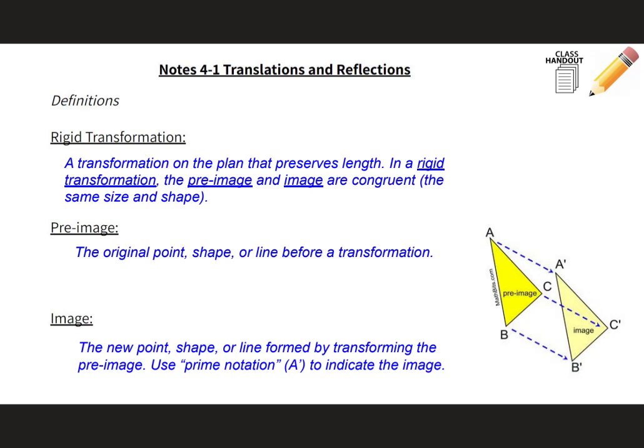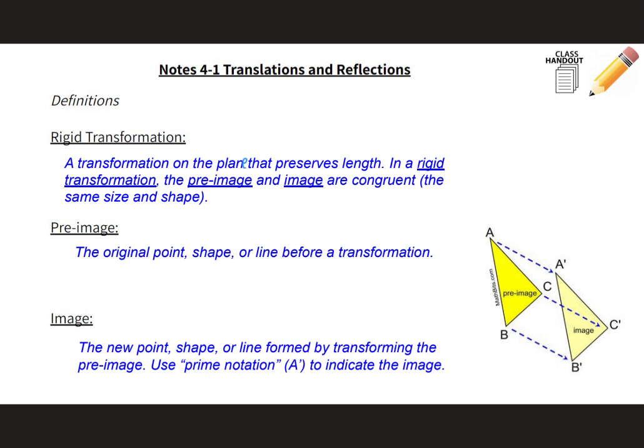Here's a video for Notes 4-1, translations and reflections. So let me start with some definitions. A rigid transformation is a transformation on the plane, there's a typo there, on the plane that preserves length. In a rigid transformation, the pre-image and the image are congruent, which means the same size and same shape. So when we say preserves length, we mean we're not changing the size or the shape of the image.